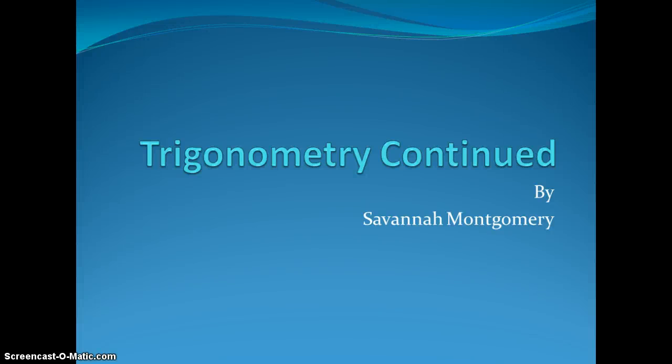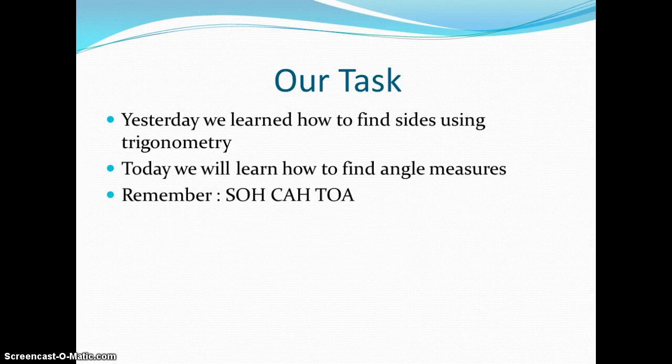This is Trigonometry Continued. So our task: yesterday we learned how to find sides using trigonometry. Today we will learn how to find angle measures. So remember SOHCAHTOA. Sine is opposite over hypotenuse, cosine is adjacent over hypotenuse, and tangent equals opposite over adjacent.